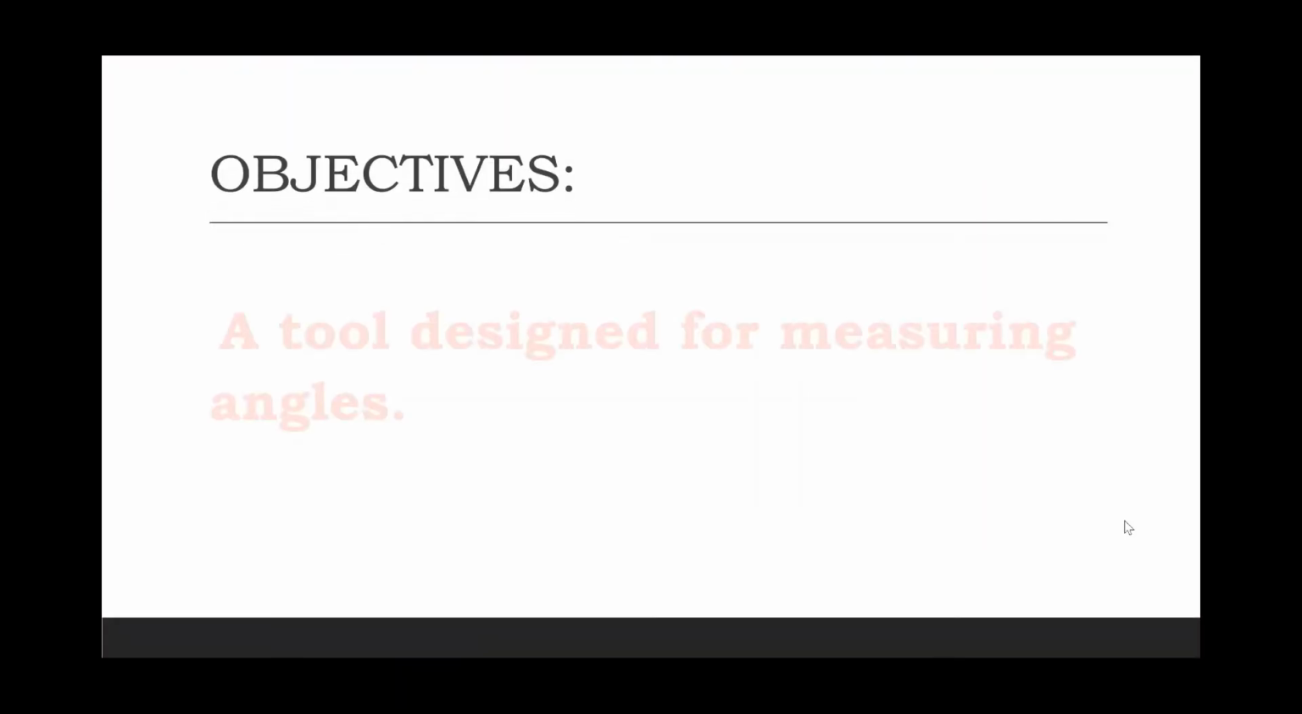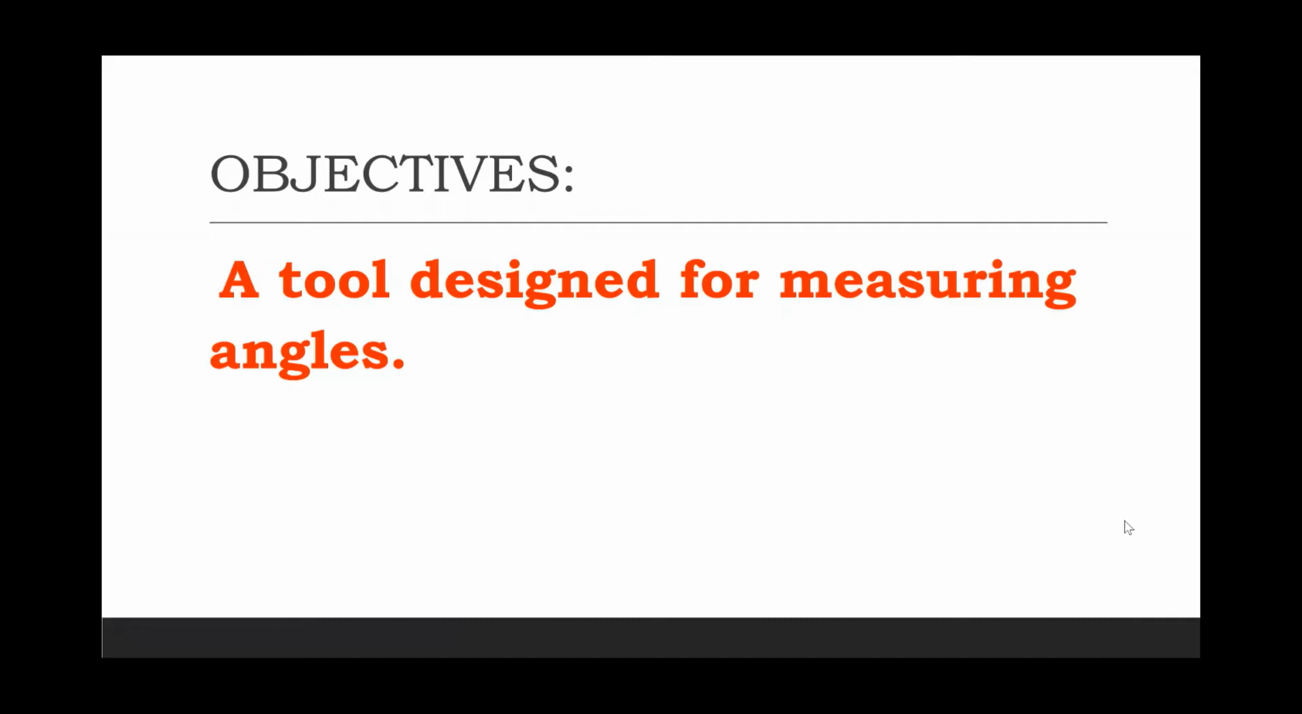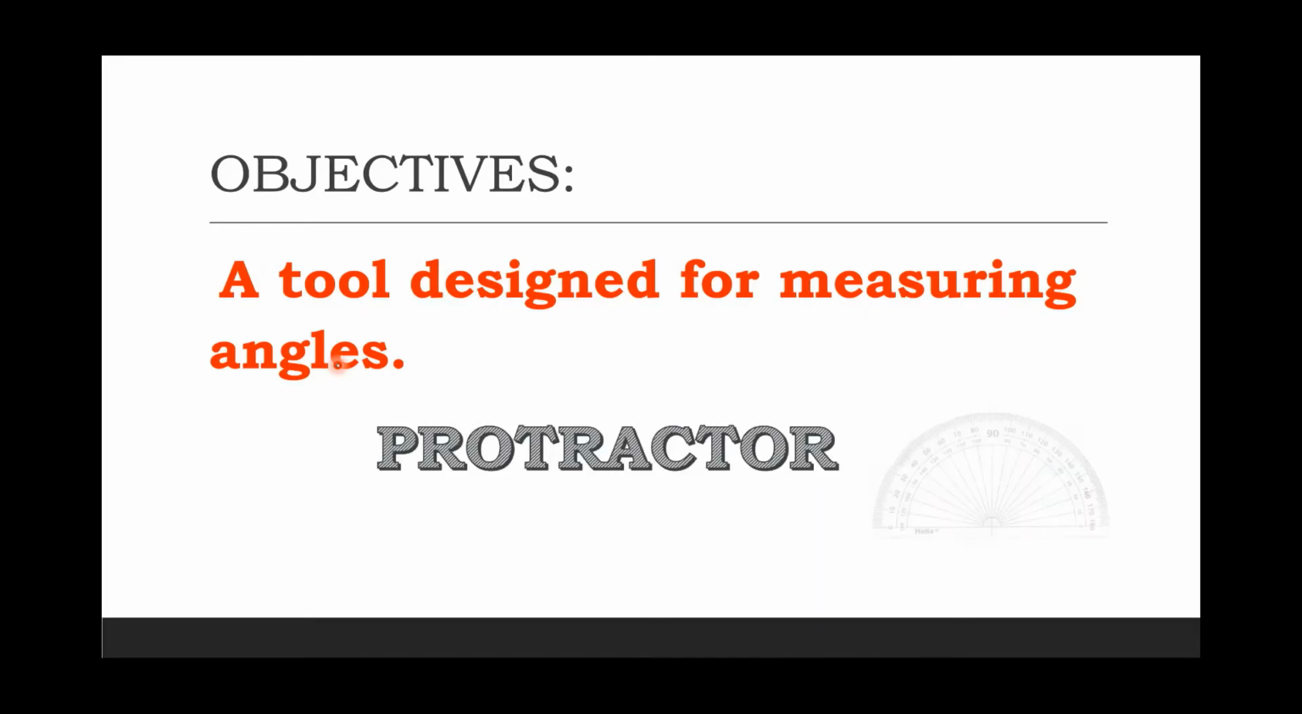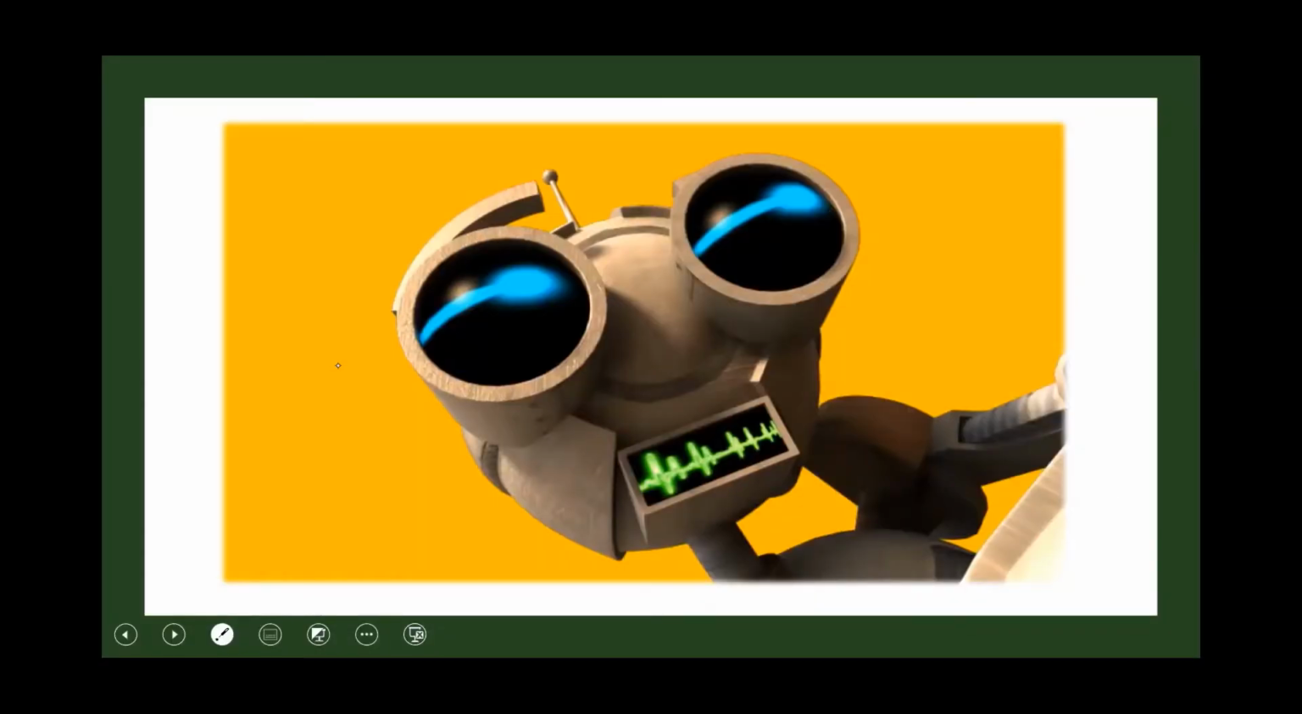So what we are going to learn in this lesson is that there is a tool designed for measuring angles. In your previous lessons, you have learned what angles are, which angles are acute, obtuse, right angle, straight angles. Now, how will you measure all these angles? You will use a protractor. So let's watch a video for better understanding, and then I will explain you in detail about this lesson.